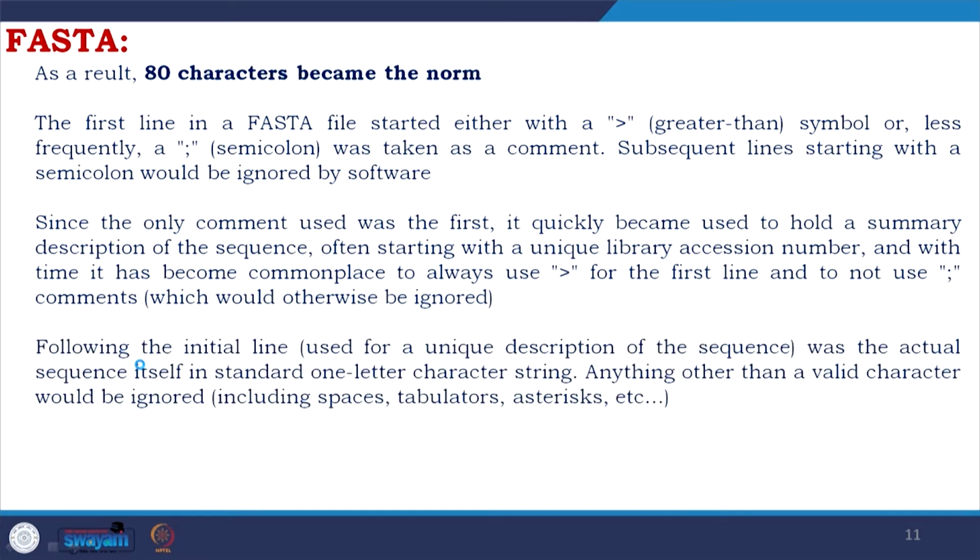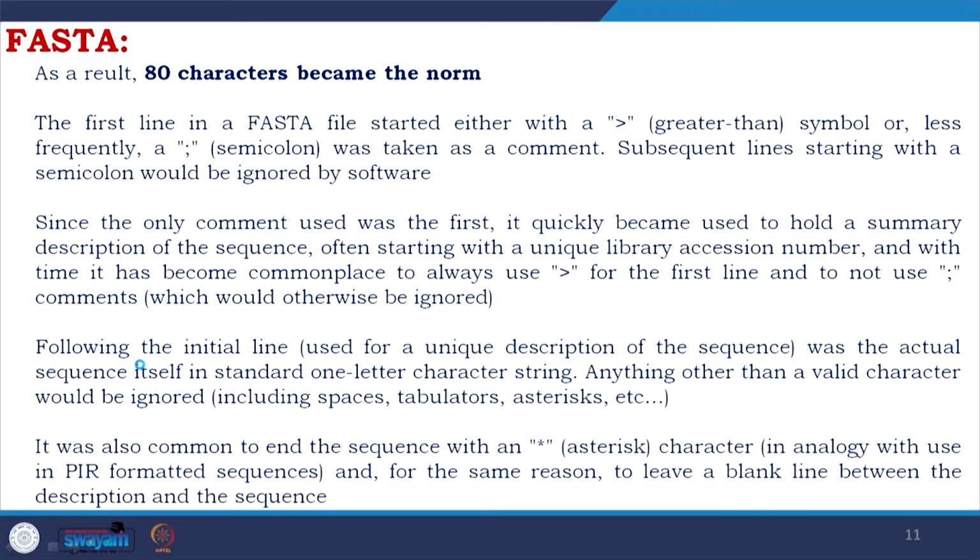Following the initial line used for a unique description of the sequence was the actual sequence itself in standard one letter character string. Anything other than a valid character would be ignored, including spaces, tabulators, asterisks. It was also common to end the sequence with an asterisk character, and for the same reason to leave a blank line between the description and the sequence.